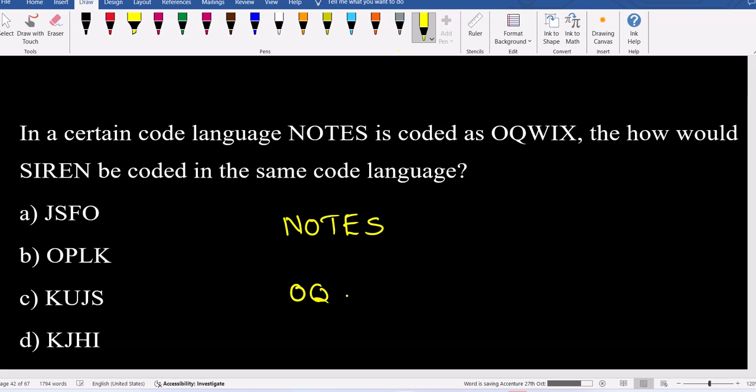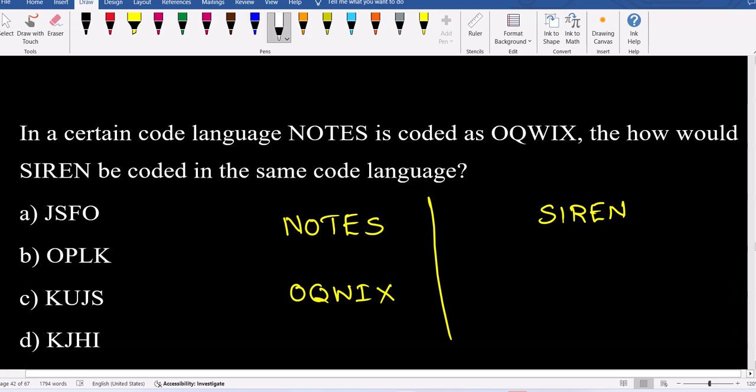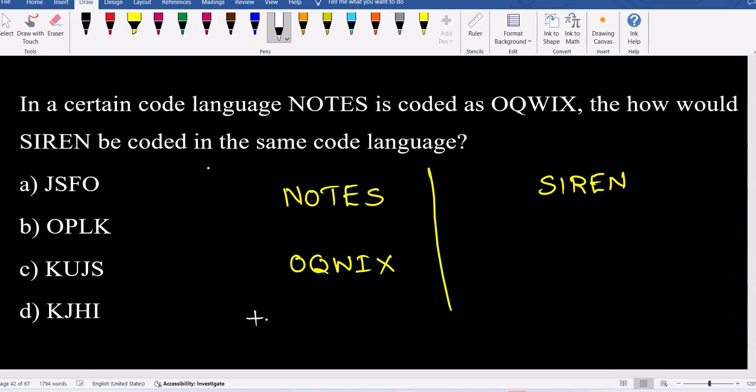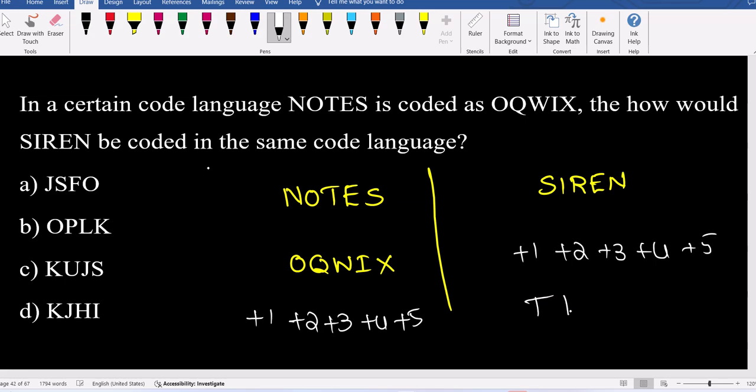Node C is given as OQ WIX. Siren is what? Good question, good logic actually. First letter +1, second one +2, next is +3, next is 4, next is 5. If you apply +1, +2, +3, +4, +5, then you'll get T, K, U, I, S. No option. Okay.